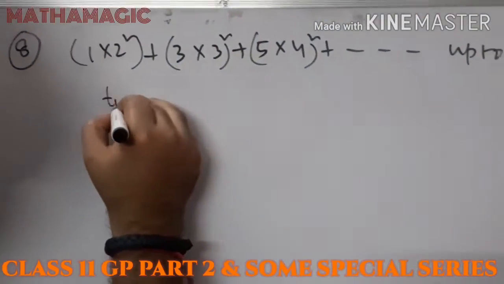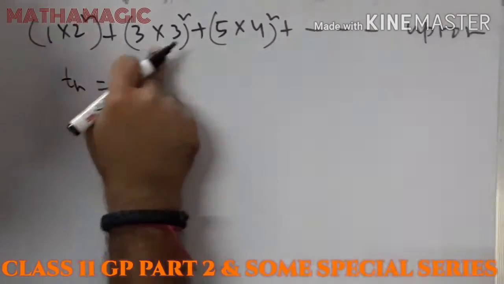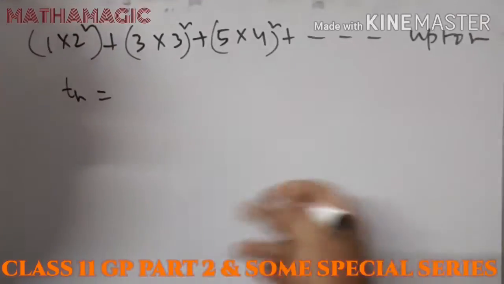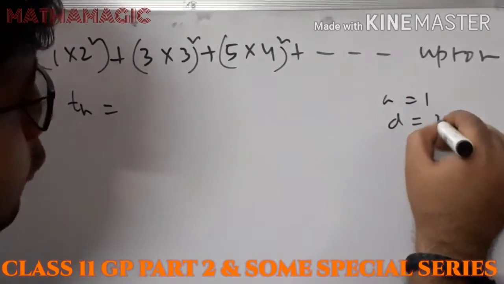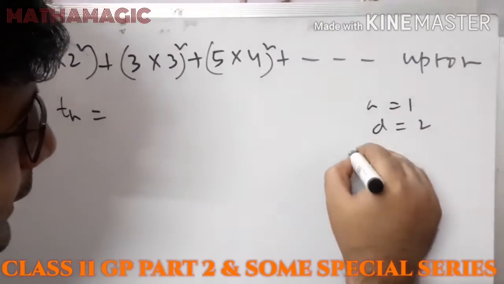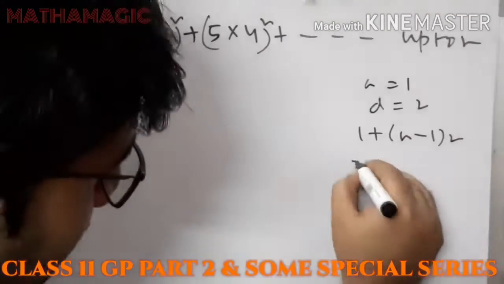We have to find the Tn. Now for Tn we will observe this series 1, 3, 5, 7, it will go on like this. So what will be the nth term? Here a equals 1, d equals 2. So for finding the nth term, it is a plus n minus 1 into d, that is 2.